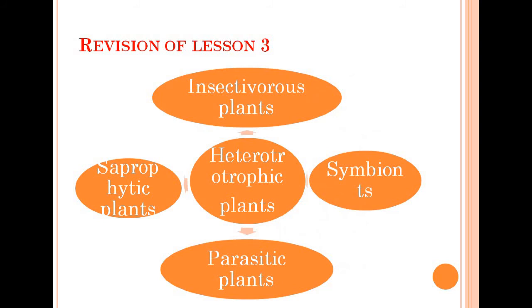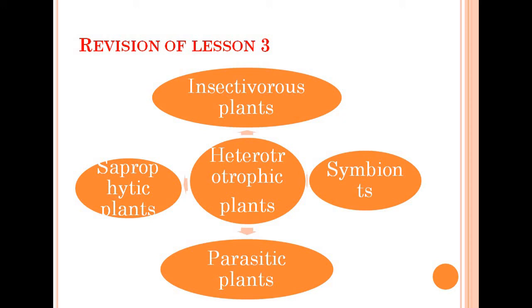In lesson 3, we studied different types of heterotrophic plants in detail. We went through the insectivorous plants that trap insects and digest them, through which they obtain their nutrition. The saprophytic plants depend on the saprotrophs that live in their roots, which convert the dead organic matter into a plant-usable form, and in this way saprophytic plants obtain their nutrition, such as Indian pipe.